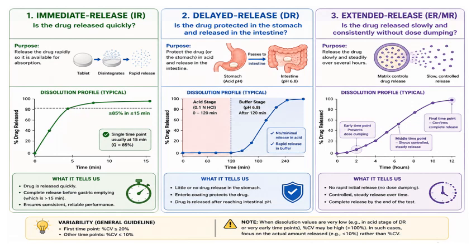Now coming to the second type of formulation, that is delayed release. It is called enteric coated or gastro-resistant or simply DR formulation. These may be tablets or capsules. Pellets are also there. So, is the drug protected in the stomach and released in the intestine?